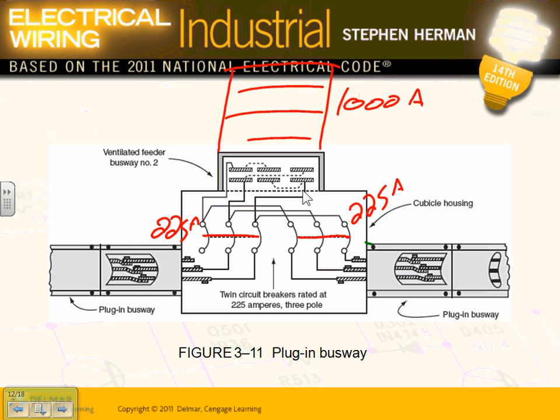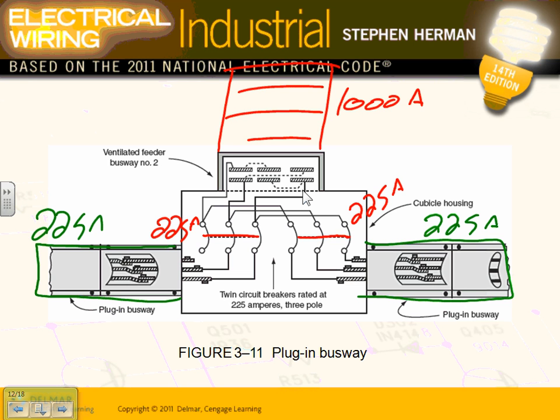And from here, this has to be 225 amp or less, and this has to be 225 amp or less. Can you guys see that? That's how you tap out of this feeder, a typical cubicle. They call them breaker cubicles, that you can tap out of the feeder to feed plug-ins or panels or anything you want. Any questions, guys, about this?